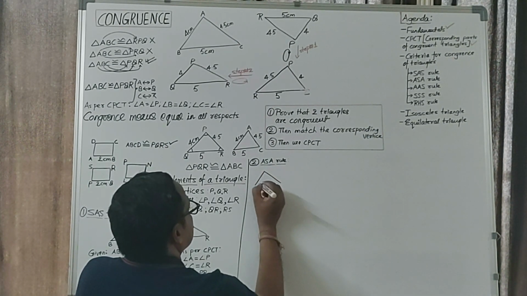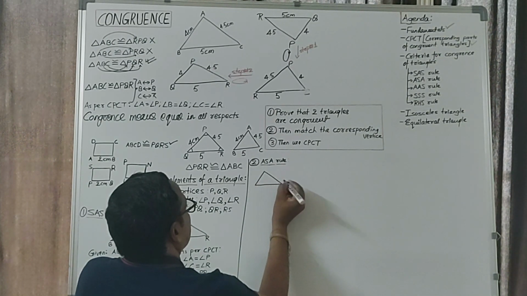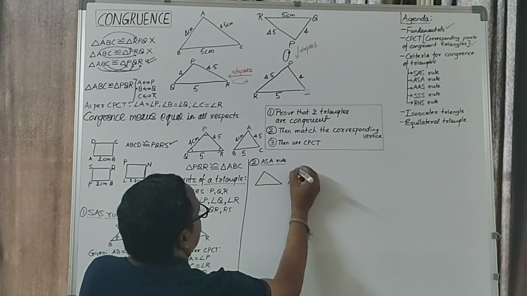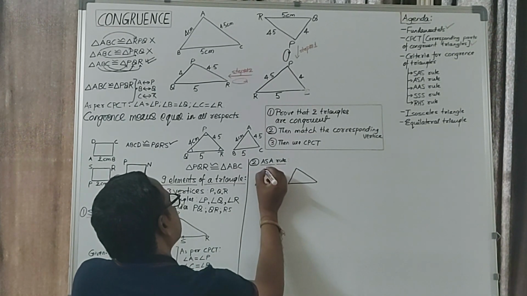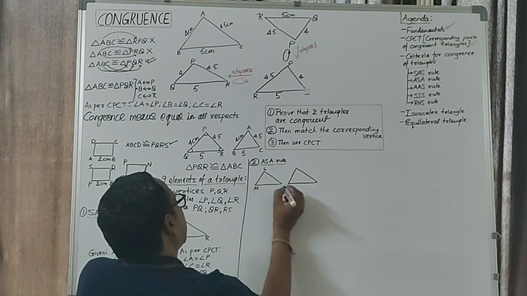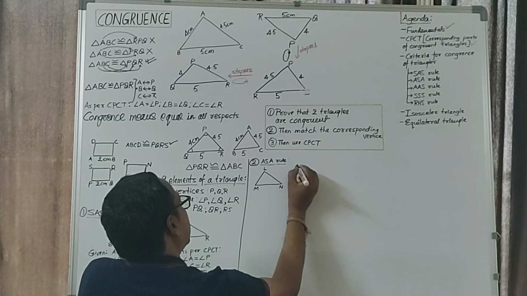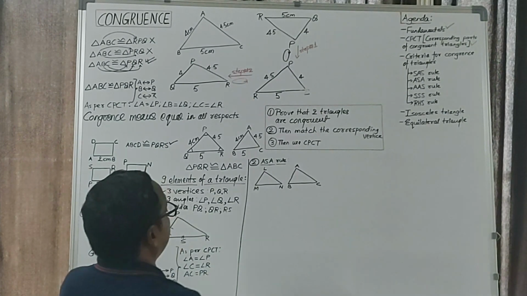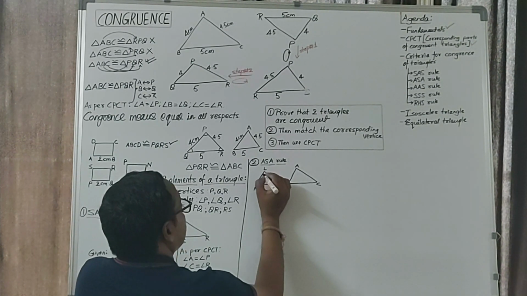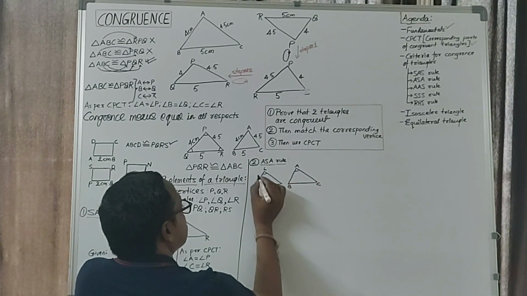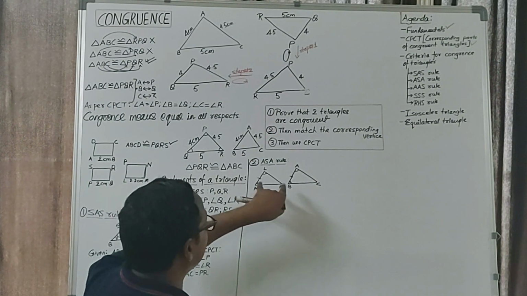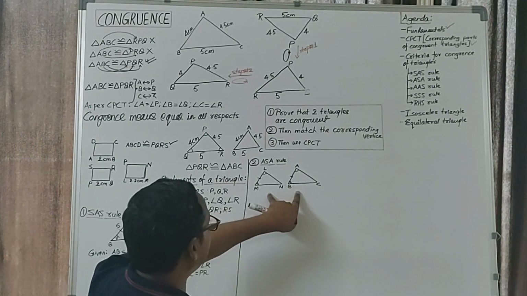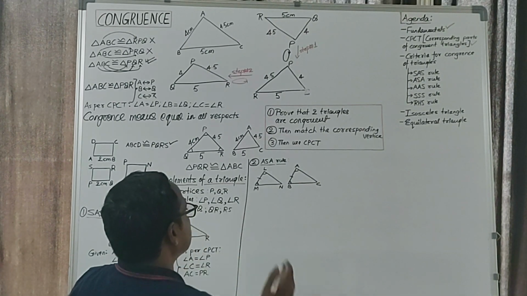I'll draw two triangles. Two congruent triangles are drawn, okay? I'm saying this is L, M, N, and this is A, B, C. Okay, fine. So angle is equal to angle, side is equal to side, and this angle is equal to this angle. If it meets this, then these two triangles are said to be congruent.